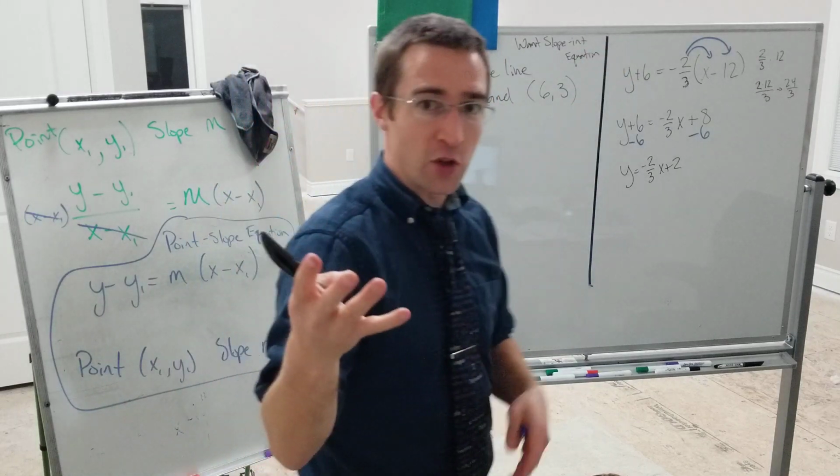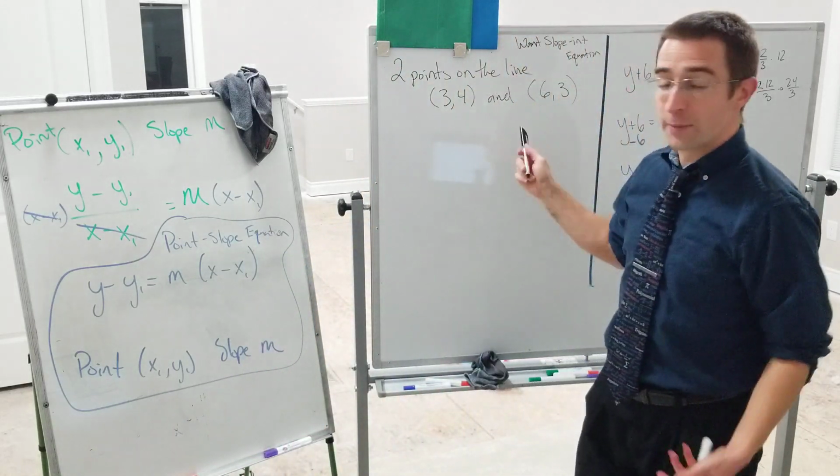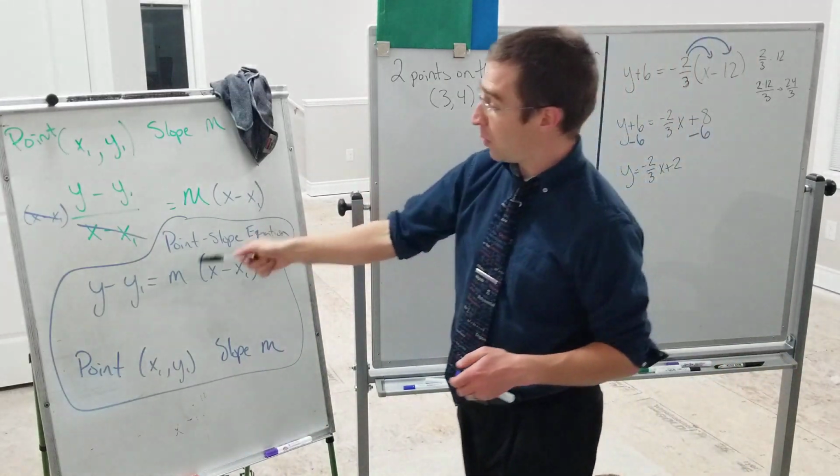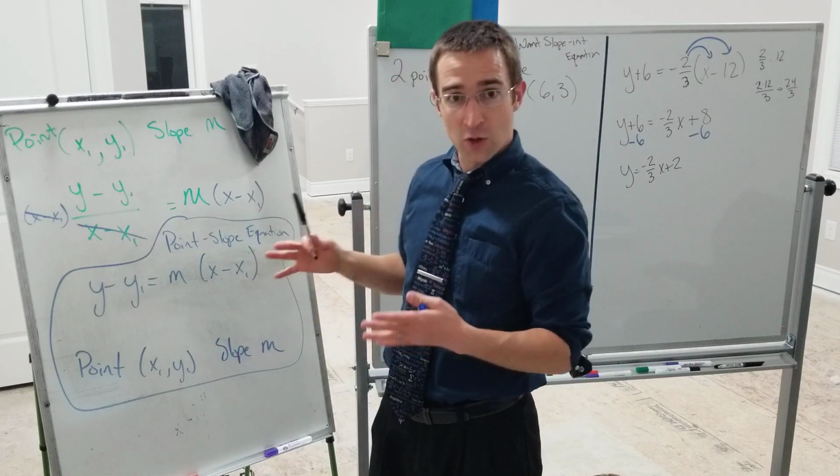Right, basically we need the slope and we need the y-intercept. We don't have the y-intercept because neither of these x numbers are 0. So what we got to do is use point slope form, write this equation, then solve for y to get that slope intercept form.